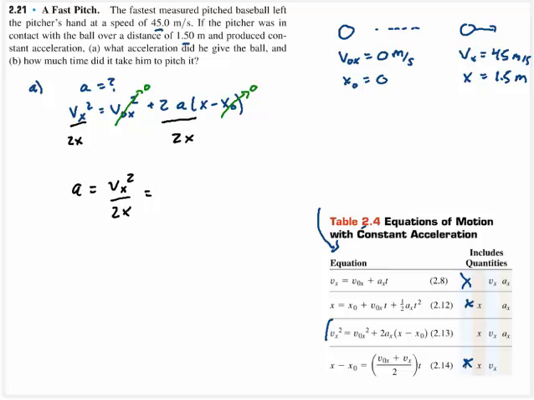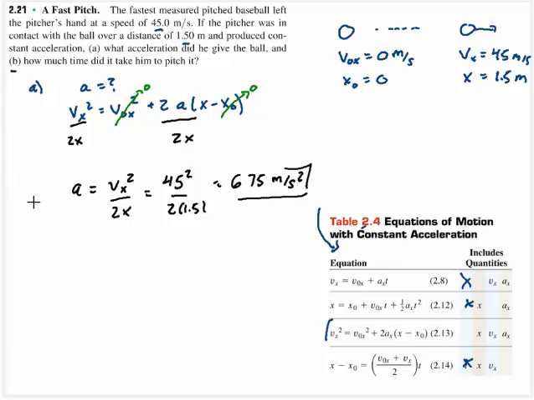the acceleration is equal to the velocity in the x squared divided by 2 times the distance, so 45 meters per second squared divided by 2 times 1.5, and you go ahead and type that into your calculator, and you're going to come up with 675 meters per second squared.